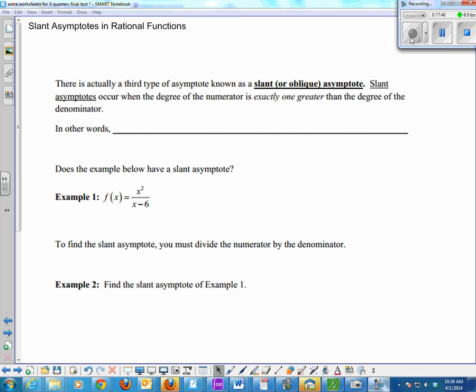Let's turn the page to slant asymptotes, page 14. The way that we find out if a function has a slant asymptote is, remember our asymptote rules. If the degree of the top is exactly 1 greater than the denominator, then you have a slant asymptote. In order to find it, you have to do polynomial division.